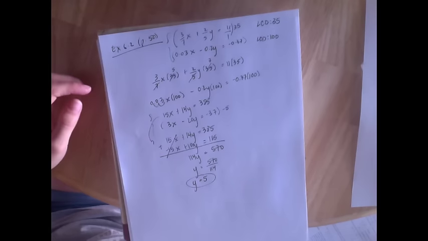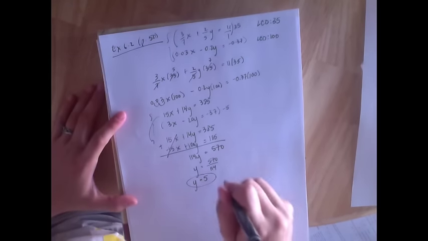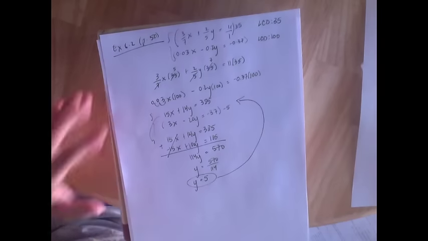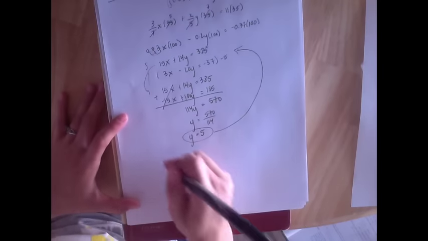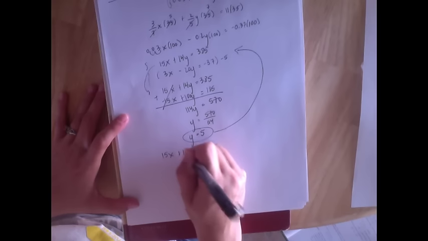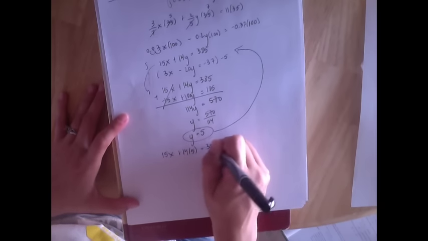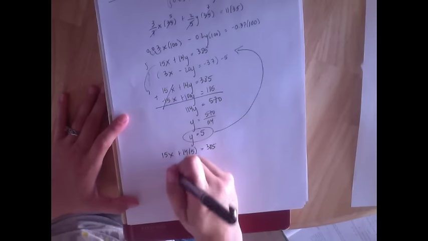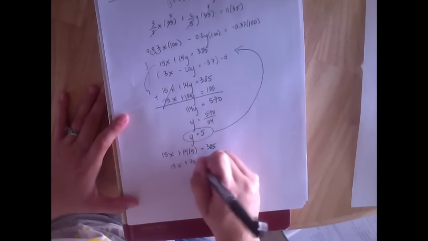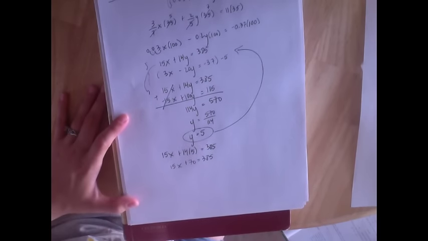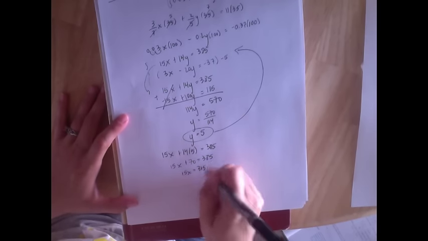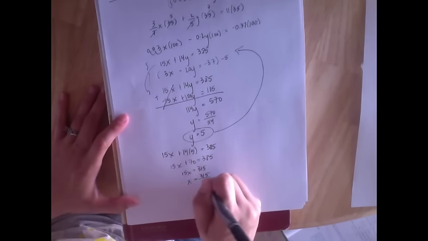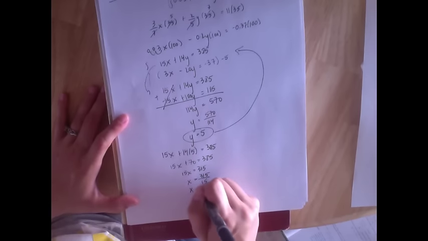Now, after we solve for y, we take it back to one of these two equations, plug it in, and solve for x. It does not matter which equation that you choose. I'm going to choose the first one. So 15x plus 14 times 5 equals 385. So 15x plus 70 equals 385. So 15x equals 315. X is 315 over 15, leaving me with x is 21.